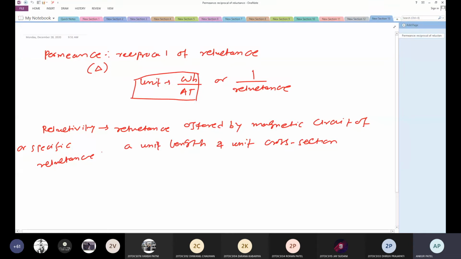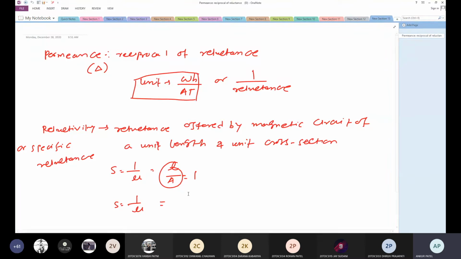So we can write S is equal to 1 upon mu, which is equal to L by A, for unit length and unit cross section. So we have S is equal to 1 upon mu only. Here mu is the absolute permeability. So specific reluctance, or reluctivity, is 1 upon absolute permeability, or 1 upon mu.